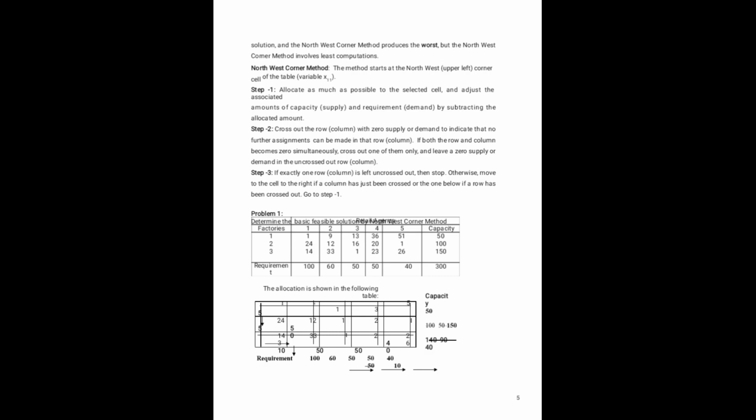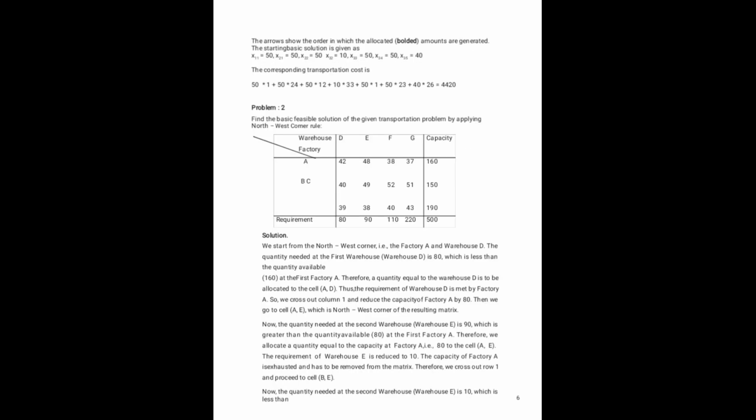One problem: the factory capacity and the requirement. The left hand side is the requirement, the right hand side is the capacity. Comparing 10 and 50, the lower value is 10, and the corresponding column is crossed out. These are the methods to solve the problem. In the procedure for the northwest corner method, the arrows show the order in which the allocated amounts are generated. The starting solution is given below.